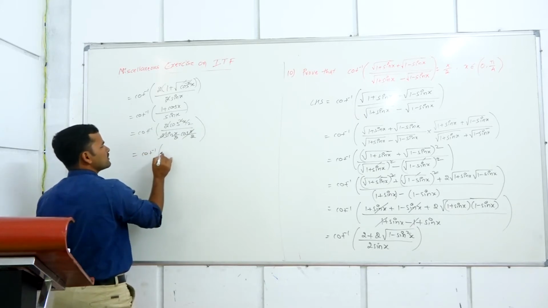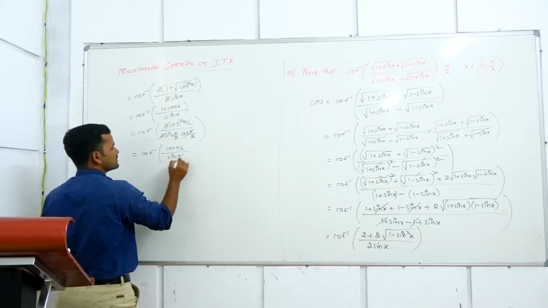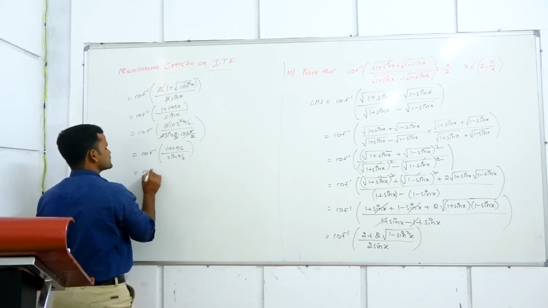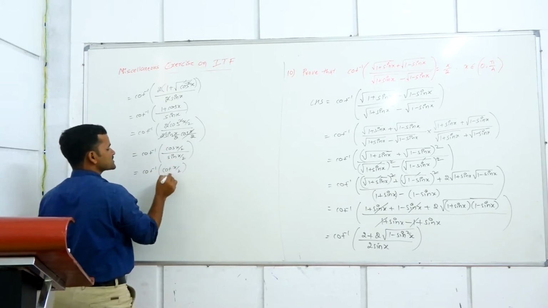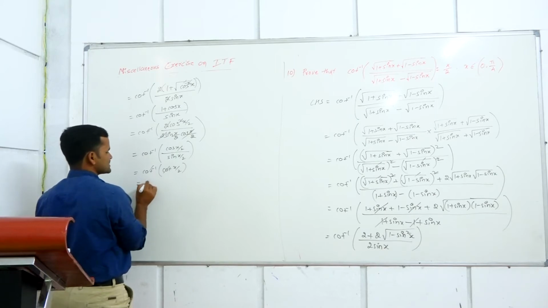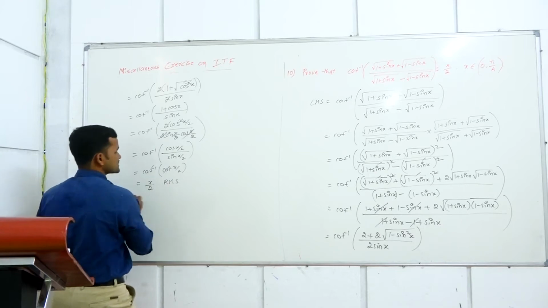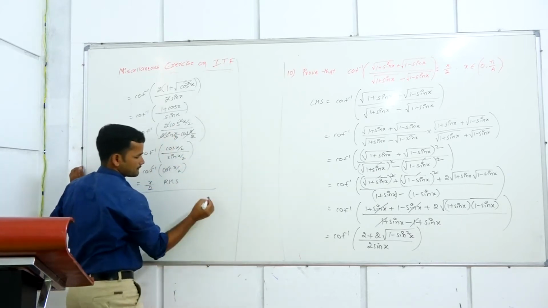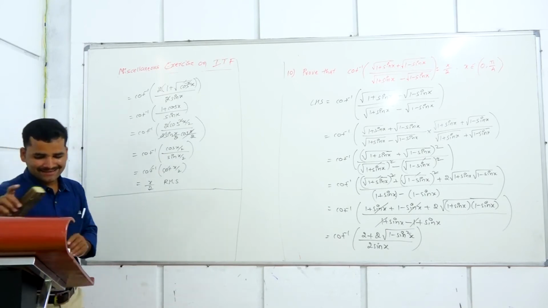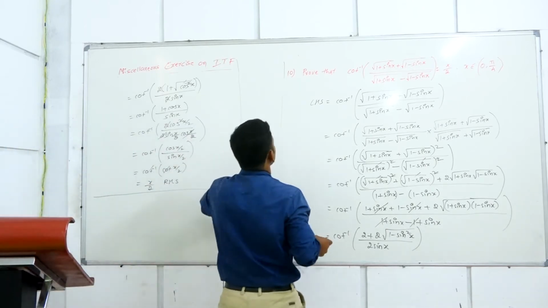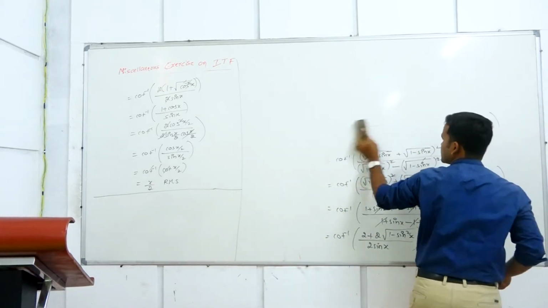I have cot inverse of cos x by 2 by sin x by 2. It is nothing but cot x by 2. Cot inverse gets cancelled. x by 2 is the answer. This is the required RHS. This is about problem number 10 in the miscellaneous exercise. Now we will go to the next problem, that is problem number 11.